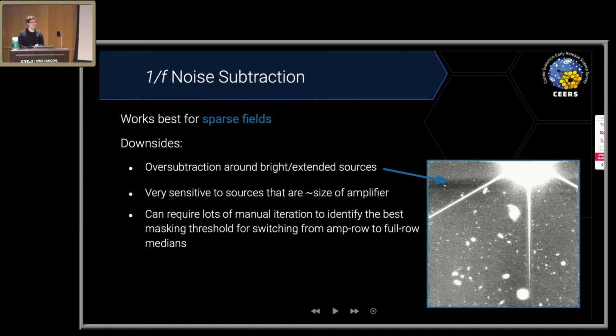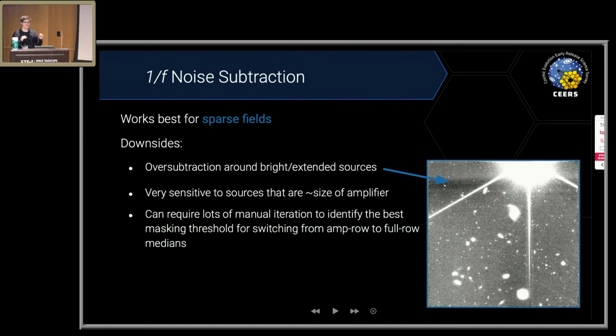So what are some issues with our approach? It definitely is most suitable to sparse fields. It doesn't really work in crowded fields for a number of reasons. That's okay for us. Sears is pretty sparse, so we're happy with that, but it's not generally applicable in that sense. One of the downsides is that we do risk cases of oversubtraction around bright or extended sources, as shown in this image. It's especially true in images where you've got a source that's close to the size of an amplifier.